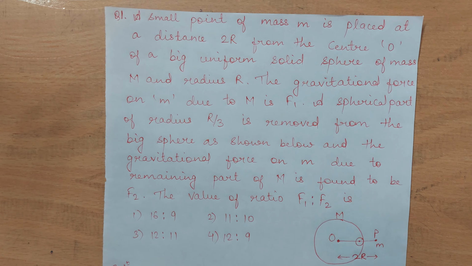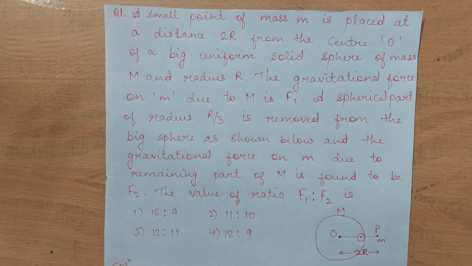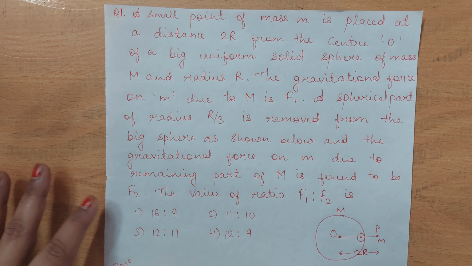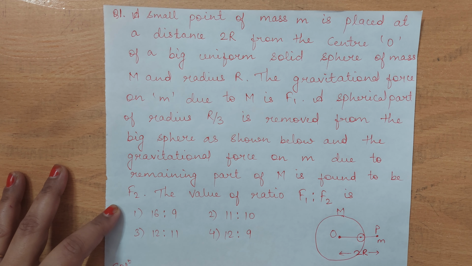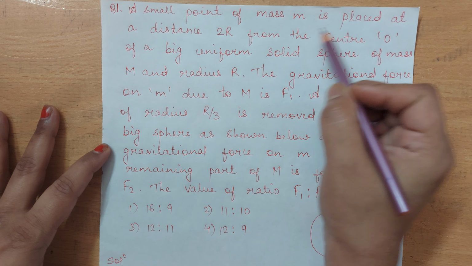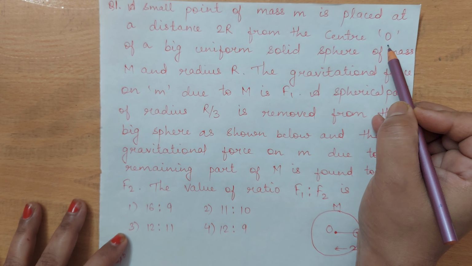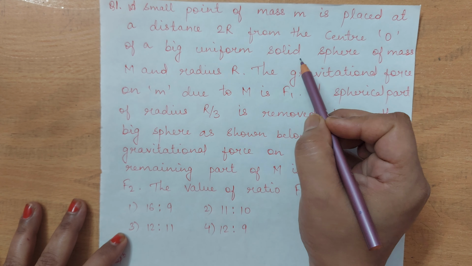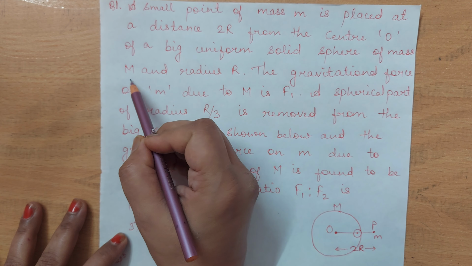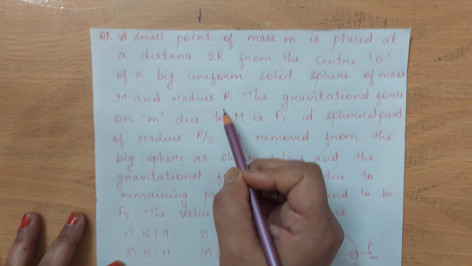Today, let's solve PYQs of JEE Mains 2025, and today the questions are related to chapter Gravitation. So, let's start. Question 1 is, a small point of mass m is placed at a distance 2r from the center O of a big uniform solid sphere of mass M and radius r.